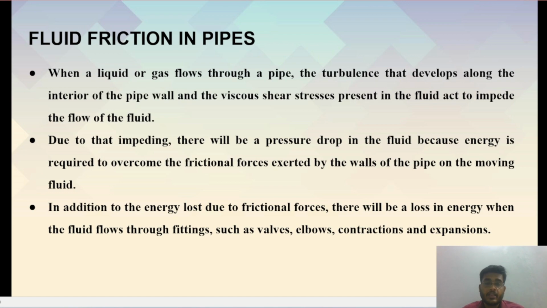So when a liquid or gas flows through a pipe, the turbulence develops along the interior of the pipe wall, and the viscous shear stress present in the fluid acts to impede the flow of the fluid. Due to this impedance, there will be a pressure drop in the fluid. The pressure drop is there to overcome the frictional forces, and due to the overcoming of frictional forces, there will be energy lost.